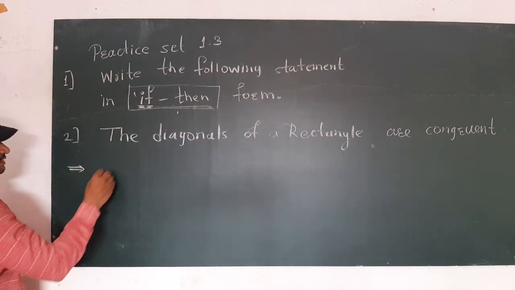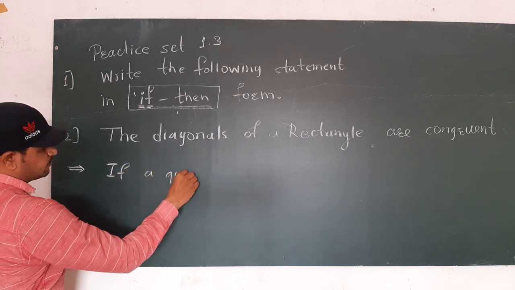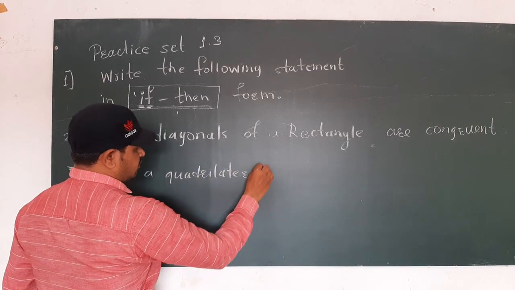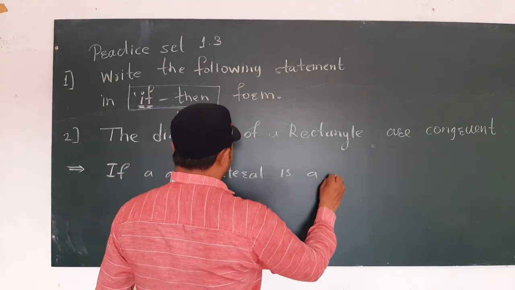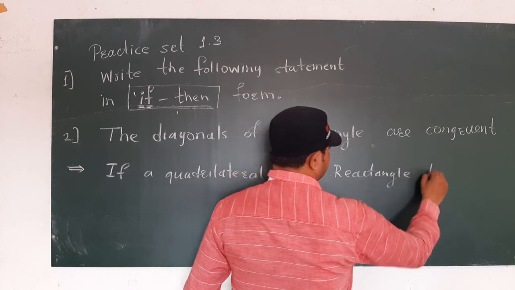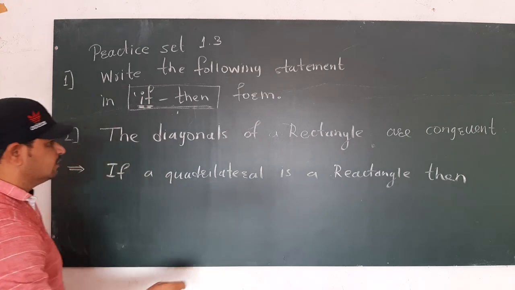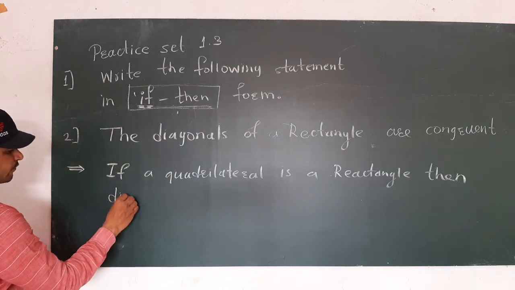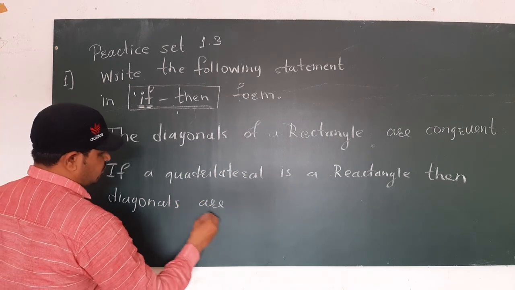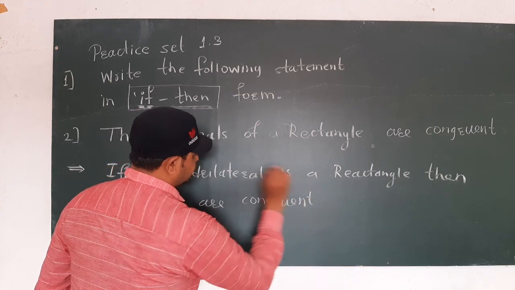We start the answer here. If a quadrilateral is a rectangle, then diagonals are congruent. Diagonals are congruent. This is the answer.